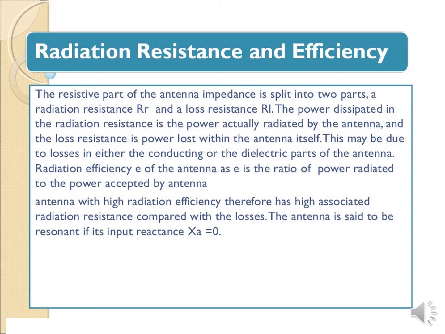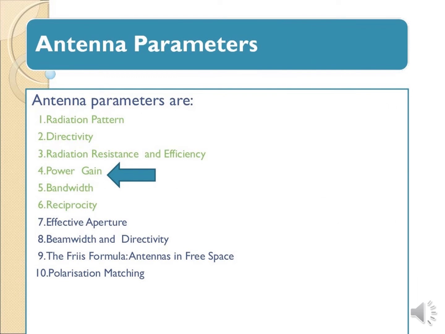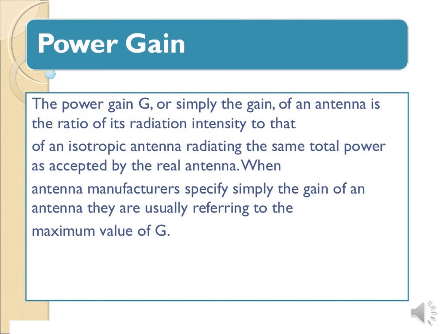In simple words, we can express efficiency as the ratio of the power radiated to the power accepted by the antenna. This antenna efficiency can be calculated from the radiation resistance compared with the losses. We can say that the antenna is said to be resonant if its input reactance X_A is equal to 0. Coming to the next parameter, that is power gain.